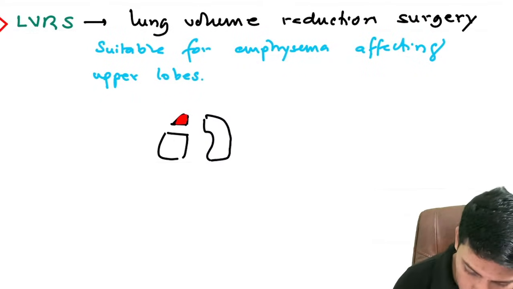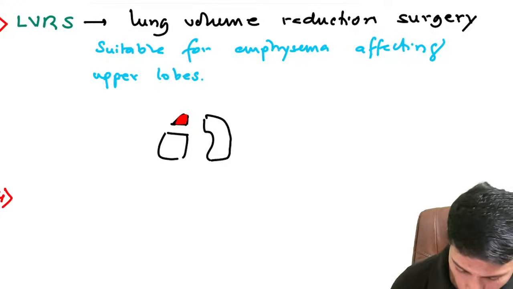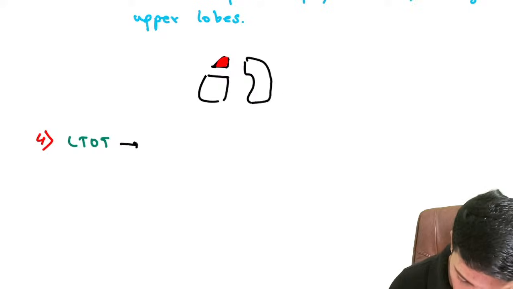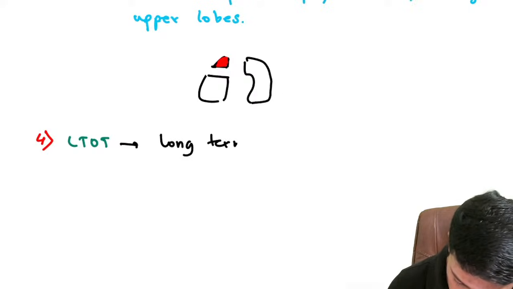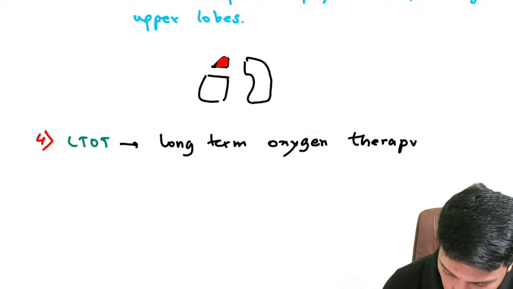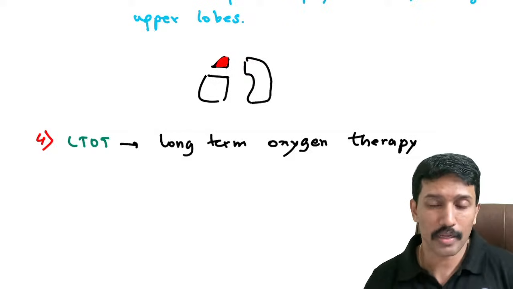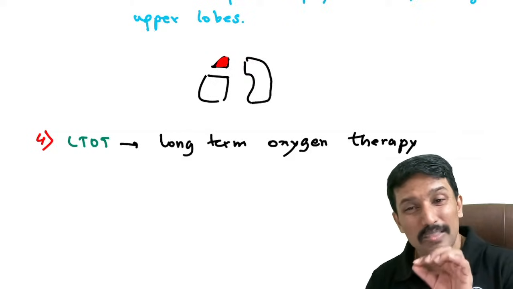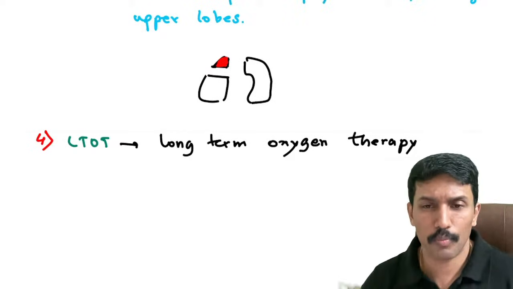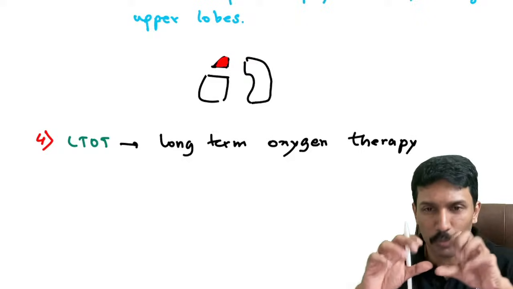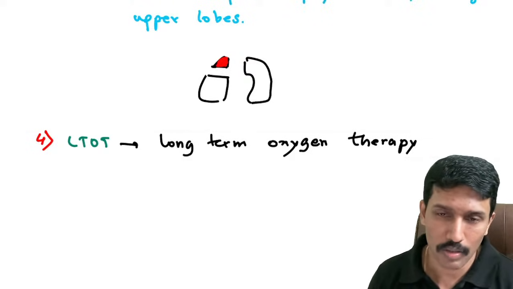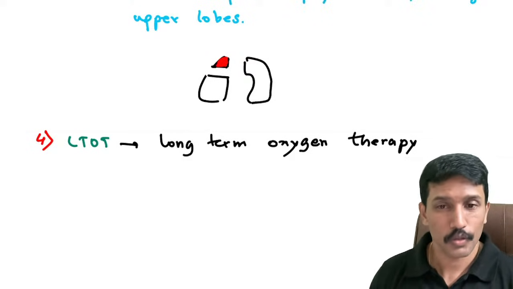Okay, then there is a fourth thing, and that is called LTOT. LTOT stands for long-term oxygen therapy. Just now when we were talking about chronic bronchitis, I told you that they are called blue bloaters. Blue because of cyanosis; hypoxia causes cyanosis. And bloaters because this hypoxia itself causes pulmonary vasoconstriction, that causes pulmonary hypertension, and the right heart fails, what we call cor pulmonale. So can I prevent it?